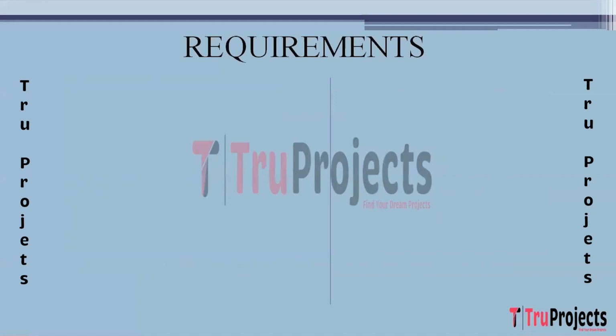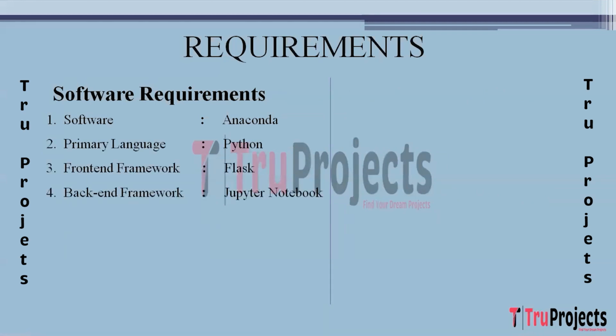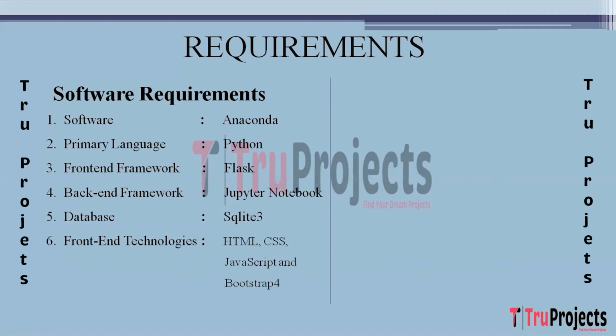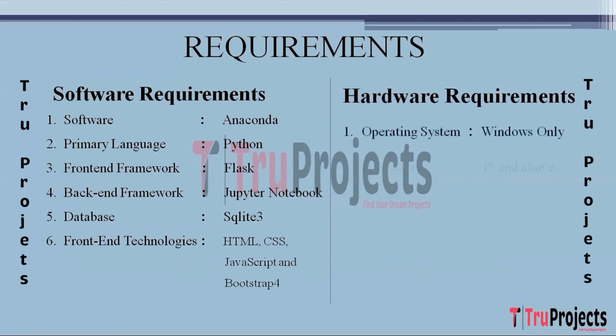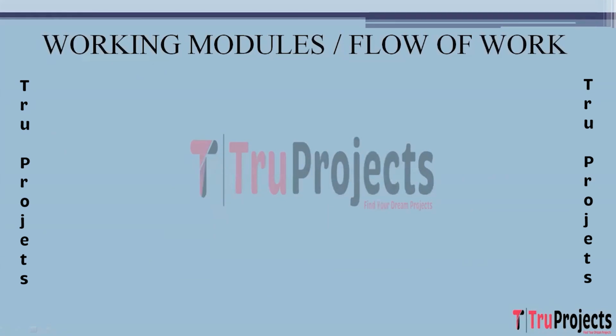Requirements needed to execute this project are software requirements. Software used is Anaconda, primary language used is Python, front-end framework used is Flask, back-end framework used is Jupyter Notebook, database used is SQLite 3, and front-end technologies used are HTML, CSS, JavaScript, and Bootstrap 4. Hardware requirements needed are operating system of Windows, processor of i5 and above, RAM of 8GB and above, hard disk of 25GB and above.